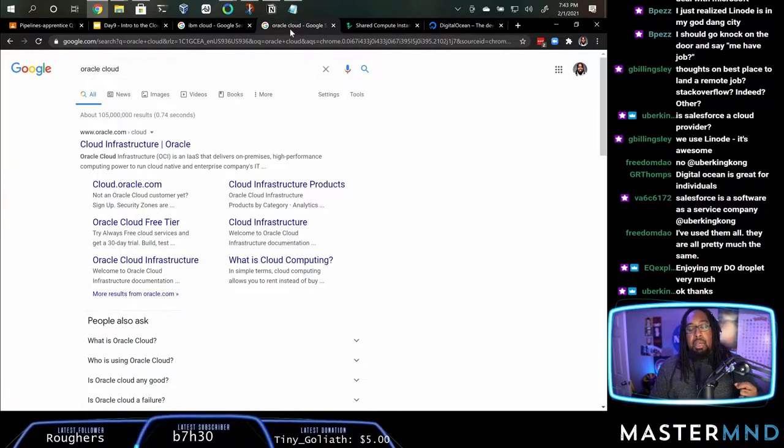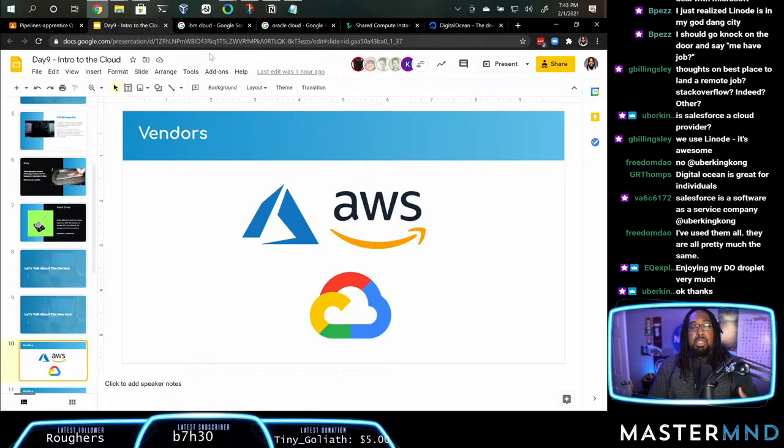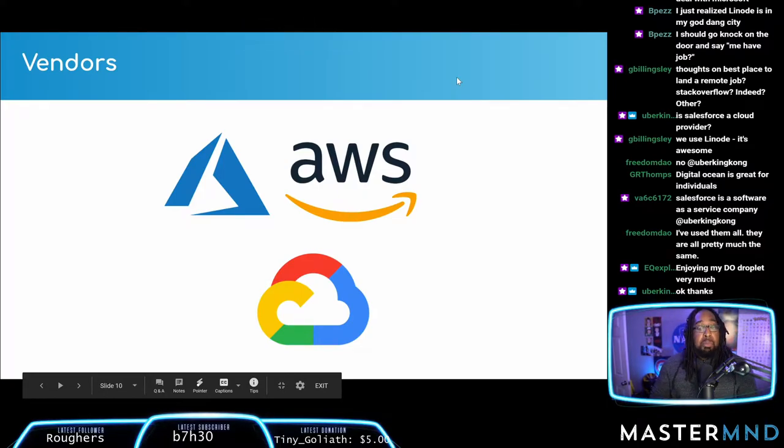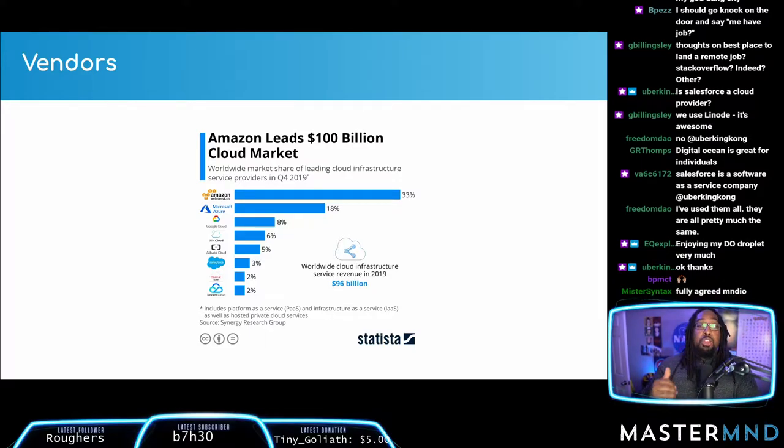But definitely, if you're trying to get into DevOps, SRE, systems engineering, cloud engineering, you need to dive into one of the big three. AWS has by far the biggest market share. So we'll go to this next slide. AWS, this is an old slide too, but AWS, biggest market share by a lot. So there are more jobs for AWS.